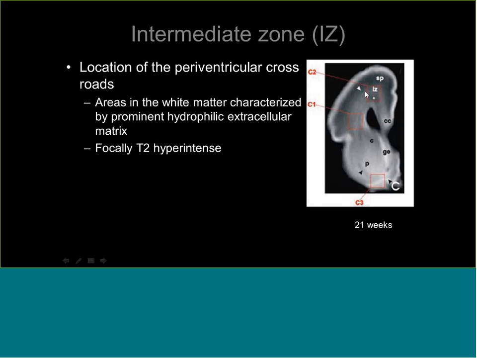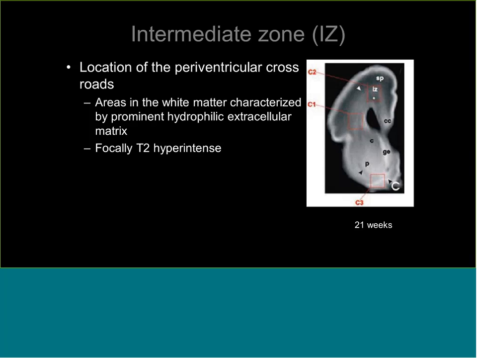Okay, besides germinal matrix, we also need to talk about the intermediate zone, which we said is an area where the subventricular zone is mixed in, but will eventually become thicker and thicker. So here in the 21-week fetus, you can see here's the plate, here's the subplate, here's the subventricular zone and the intermediate zone. And one thing that's peculiar about the intermediate zone is that it contains areas that tend to be very hyperintense on T2 weighted images. And these areas have been called crossroads, or periventricular crossroads. They are areas within the white matter characterized by a lot of hydrophilic extracellular matrix, and also areas where the axons tend to cross each other, which is why it's called the crossroads.